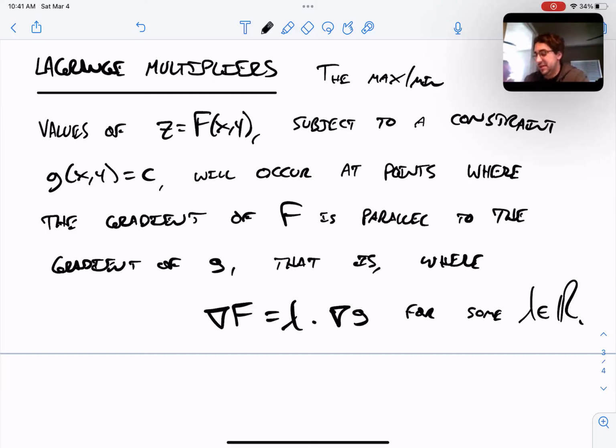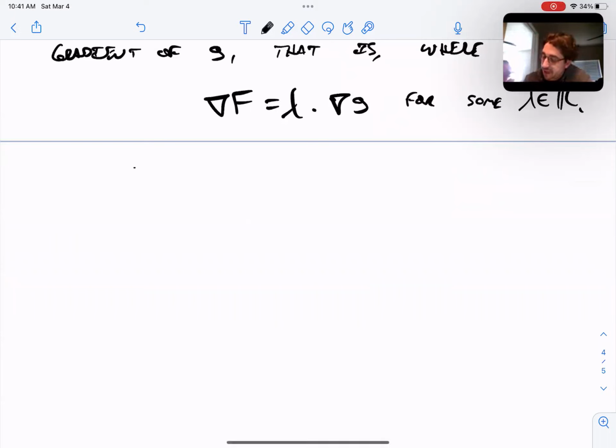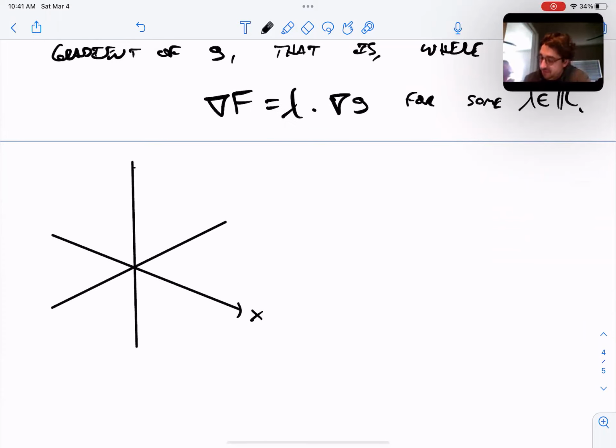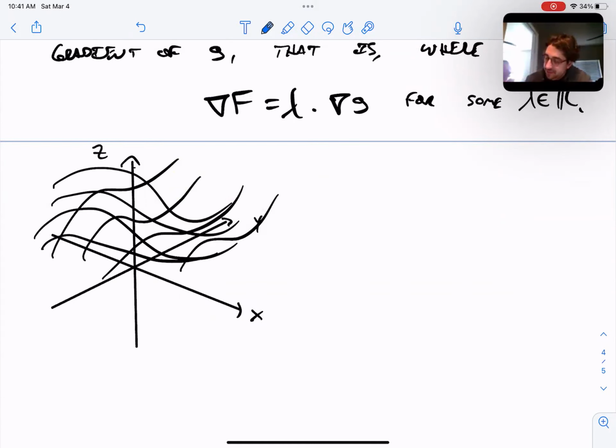This is hard to see without a diagram, obviously. So let's look at a diagram. So what is this saying? It's saying that we have some surface. Here's our surface. And then we have some constraint, g of x, y equals c. And notice g of x, y equals c doesn't involve a z at all. It's just a condition on x and y, in the xy plane. So there's some g of x, y equals c.